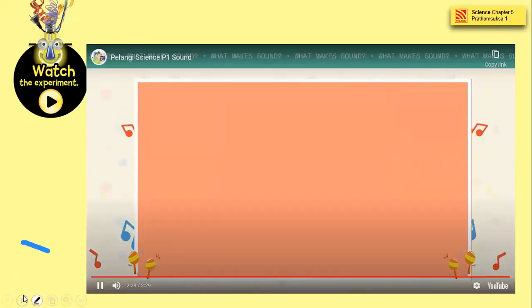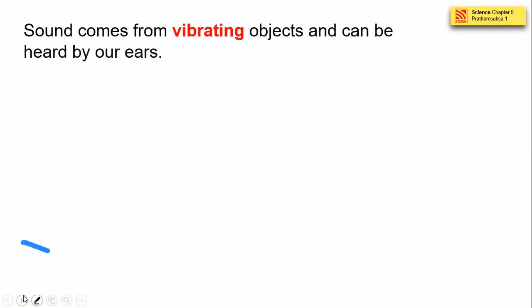Okay, let's go on. Oh, see that one again. So, we've learnt that sound comes from vibrating objects, and we can hear them with our ears. Remember our 5 senses, and we use our ears to hear sound. Sound comes from vibrating.